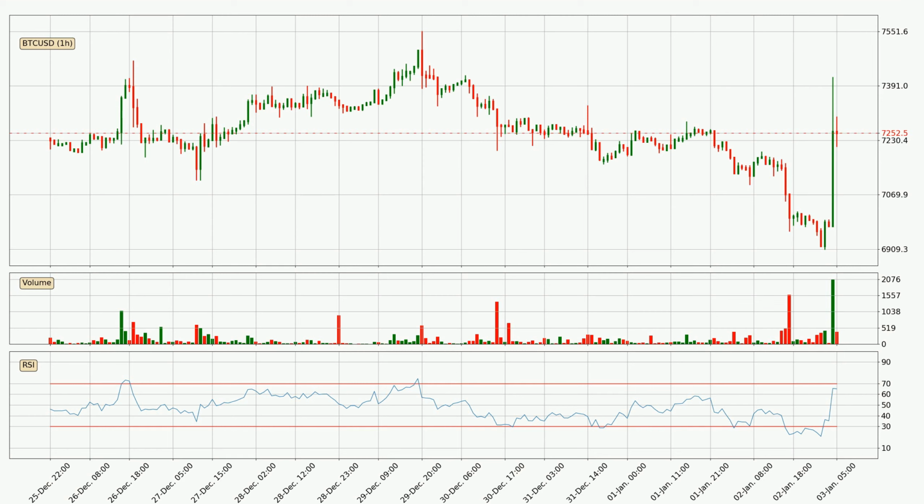If we now look at the current hourly relative strength index, the current hourly RSI of 65 is in the upper region, which means that the price is being overbought and a rebound or a consolidation is possible.